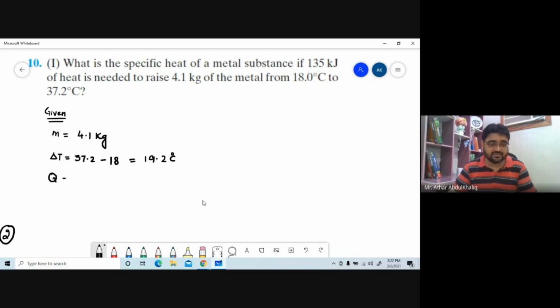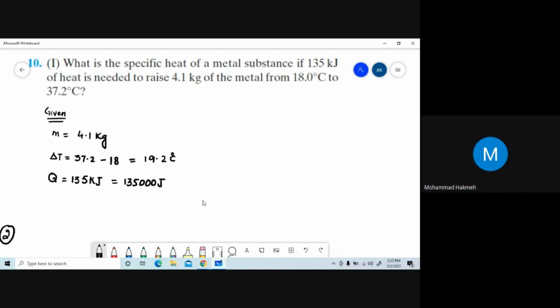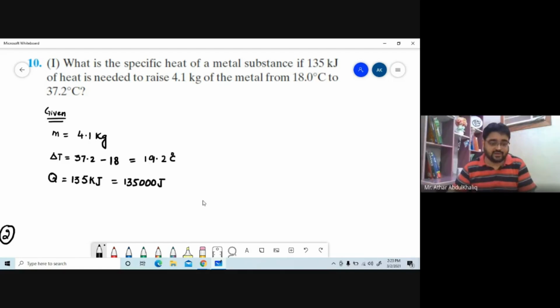Q is equal to 135 kilojoule, which means multiplied by 1000, so it becomes 135,000 joules of heat. Now we apply the equation. Okay, you have to find C.